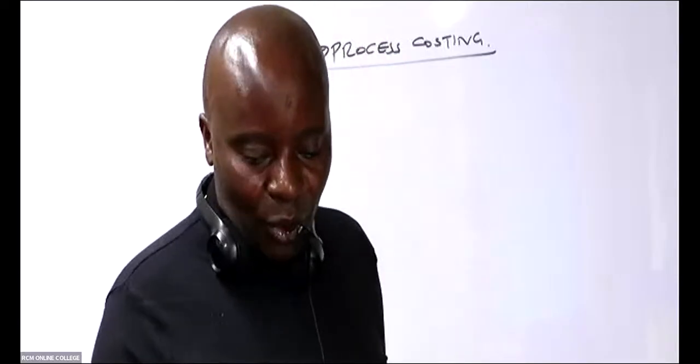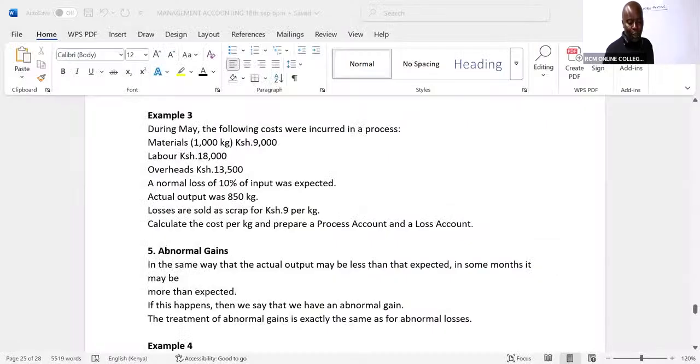So, ladies and gentlemen, this is what we are told here. I would want to start with a question that I did yesterday for the purposes of a recap. So this is example 3. We are told during May, the following costs were incurred in a process. Materials were 1,000 kilograms, which cost us 9,000 Kenya shillings. Labor was 18,000, overheads were 13,500.